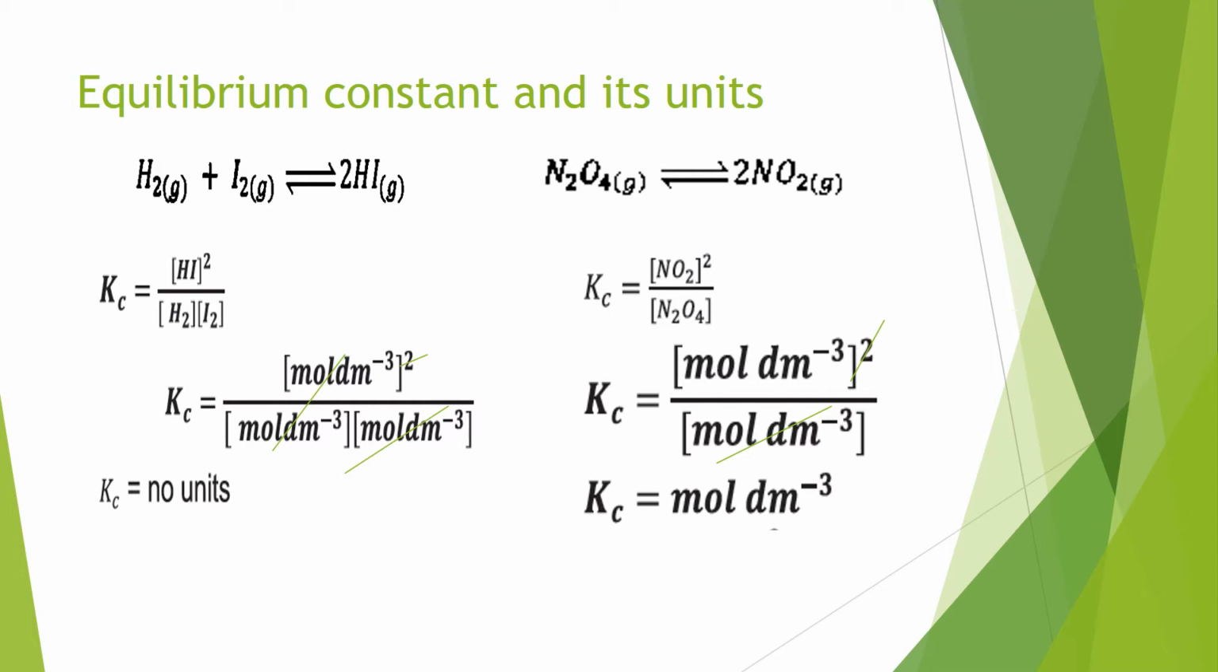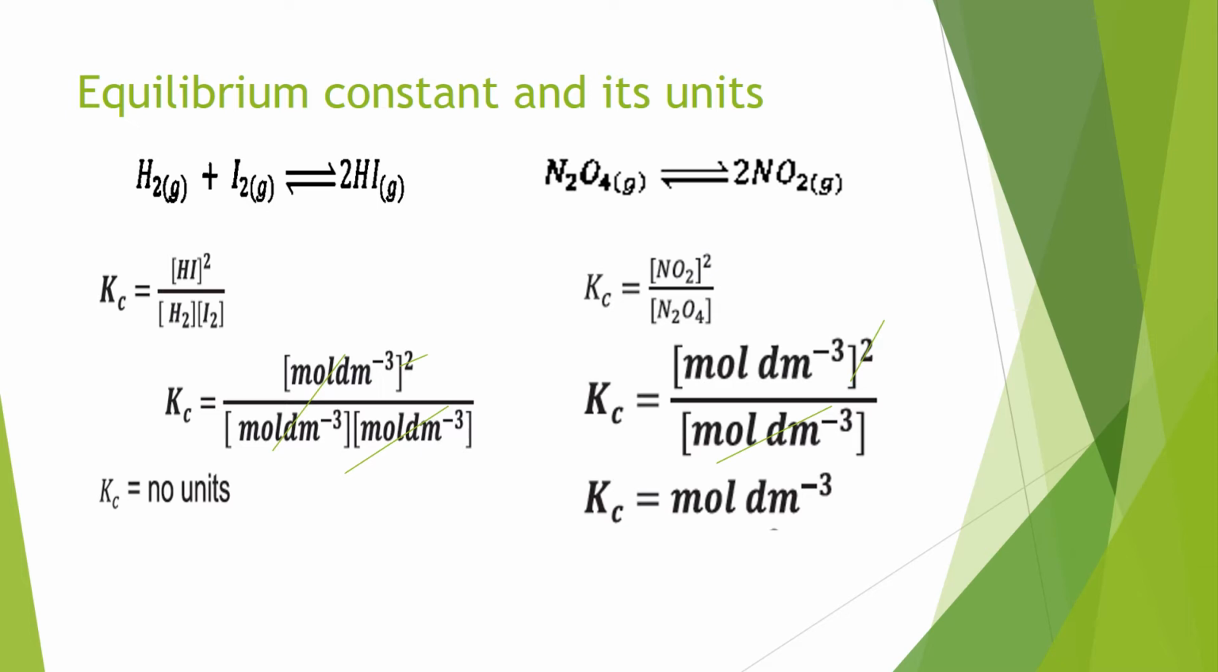In the second case, you can see that dinitrogen tetroxide is converted into nitrogen dioxide. This dinitrogen tetroxide is our reactant and nitrogen dioxide is our product, and the number of moles of nitrogen dioxide is 2. First, you will write down the Kc expression for this, with nitrogen dioxide in the numerator and dinitrogen tetroxide in the denominator, and nitrogen dioxide, as the number of moles is 2, its concentration will be raised to the power 2.